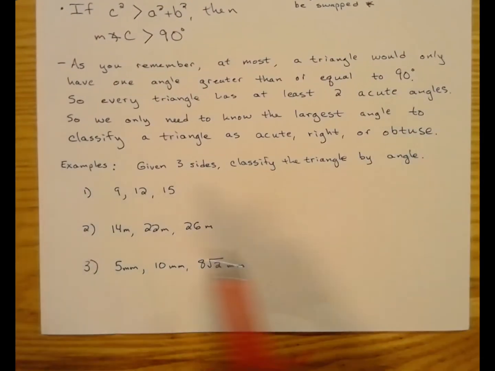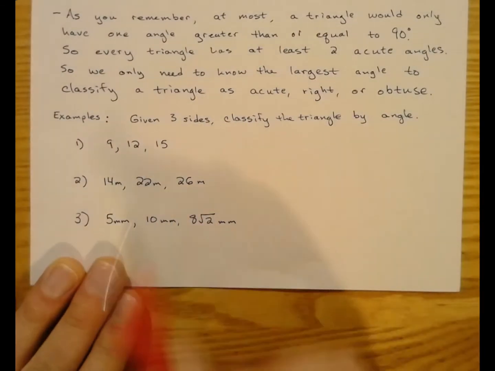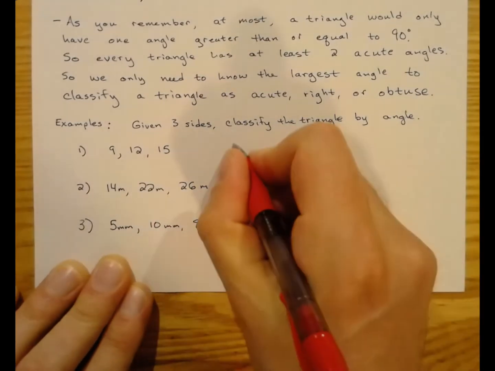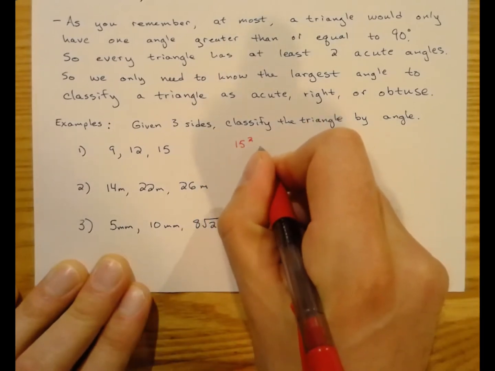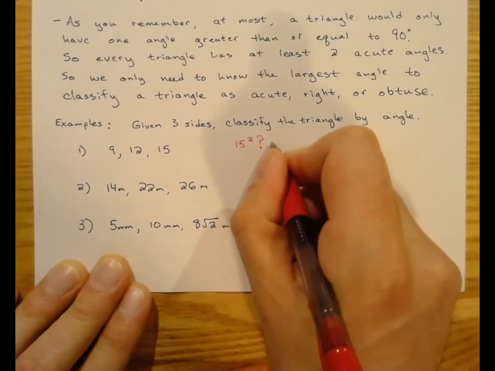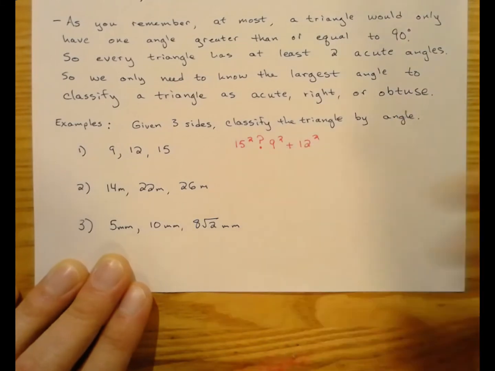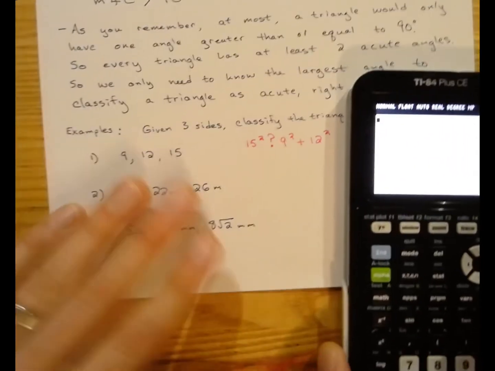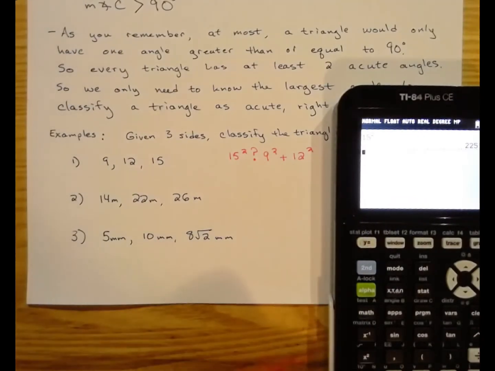Okay, so I have some examples in this video lesson for the first set of sides. What we're going to do is we're going to take the longest side and square it, and then we're going to compare that to the sum of the squares of the two shorter sides. We'll use our calculator here. So 15 squared, we'll get that, and then 9 squared plus 12 squared, we'll get that.